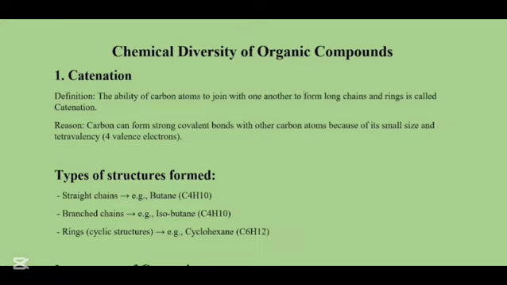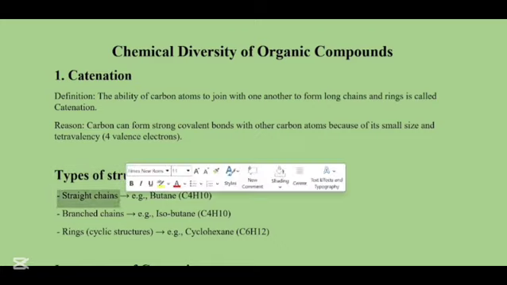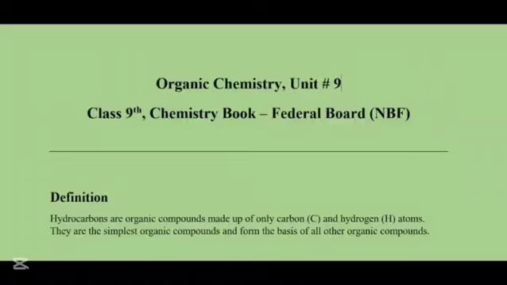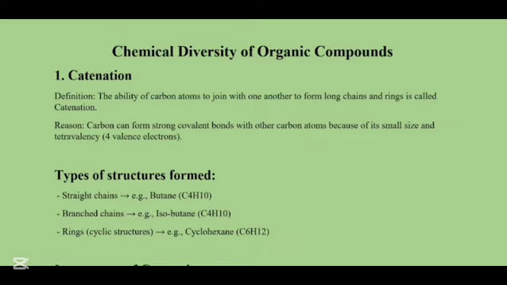Now, the reason for this is that carbon can form strong covalent bonds with other carbon atoms because of its small size and tetravalency. The types of structures formed between carbon atoms are straight chains, branched chains, and rings. Rings are also known as cyclic structures. I've also given some examples.